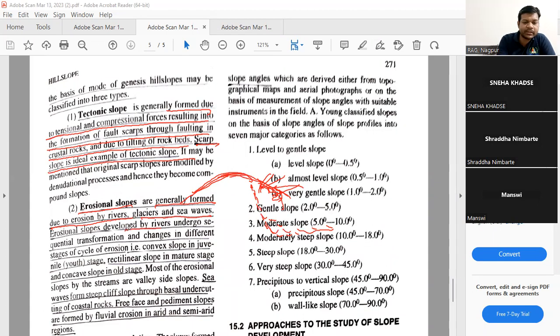Erosional slopes developed by rivers undergo sequential transformation and change in different stages of the cycle of erosion. That means a convex slope in the juvenile stage, the youth stage, a rectilinear slope in the mature stage, and a concave slope in the older stage. According to the flow of the river and its water availability, these kinds of slopes will be formed.